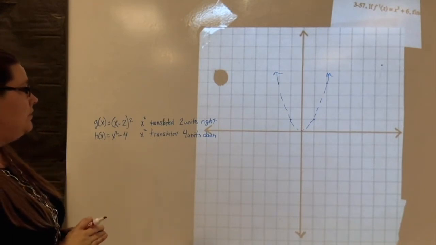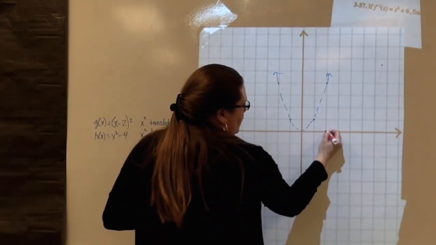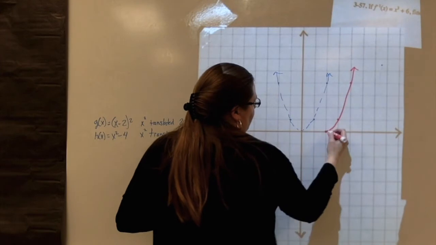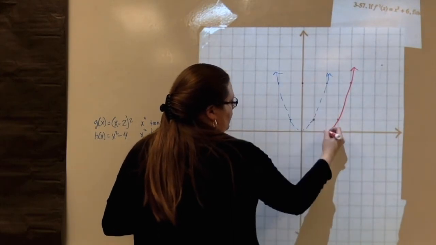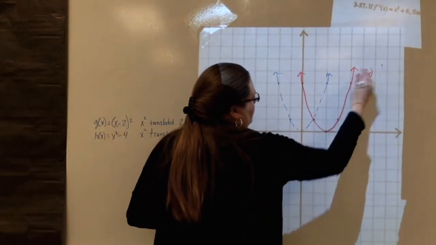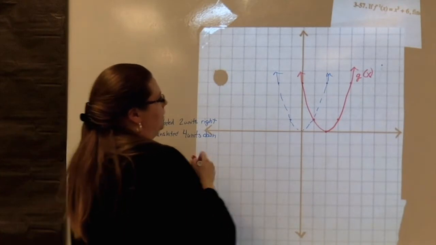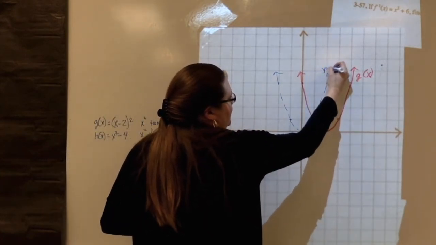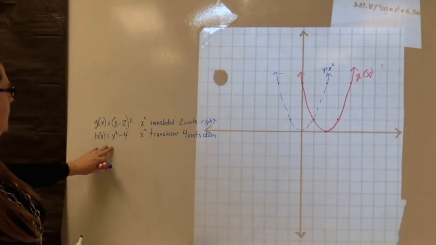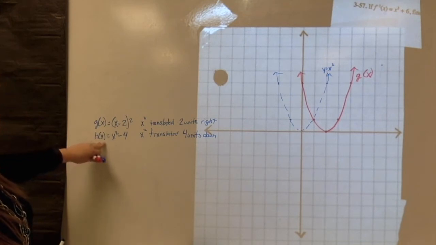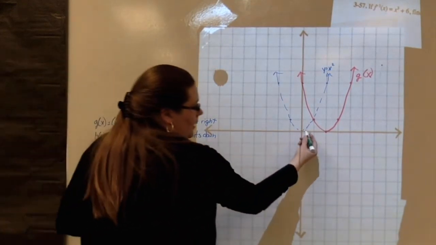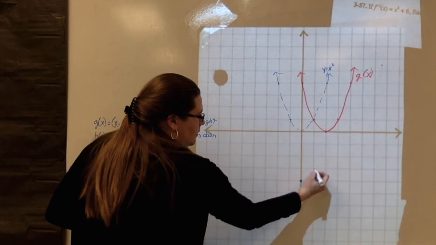So if I'm translating that 2 units to the right, then I have this graph. So this is the graph of g of x. This is the graph of the basic y equals x squared parent graph. Okay? So if we then want to graph h of x, which is the basic y equals x squared graph translated 4 units down, then I'm just dropping this graph down 4 units.